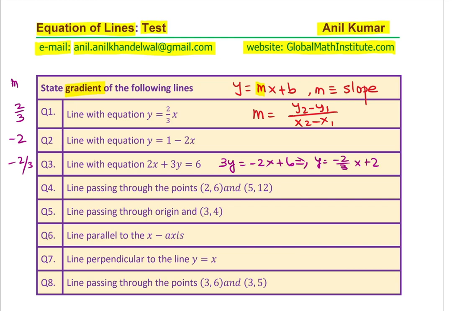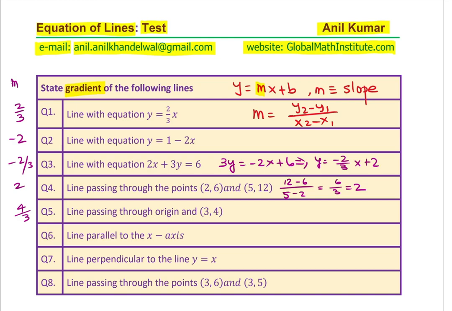Line passing through 2 points, use the formula y2 minus y1 over x2 minus x1. So that will be 12 minus 6 over 5 minus 2, which is 6 over 3 or 2. And so we get the answer 2 for this. Line passing through origin and 3, 4. So basically, the other point is 0, 0. And therefore, the gradient should be 4 over 3, correct? So that's easy to understand, right?